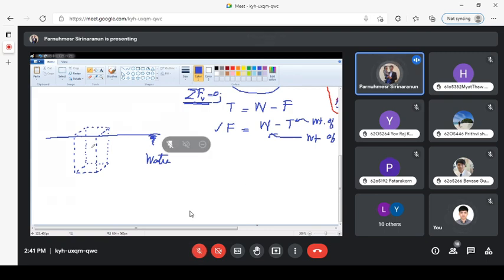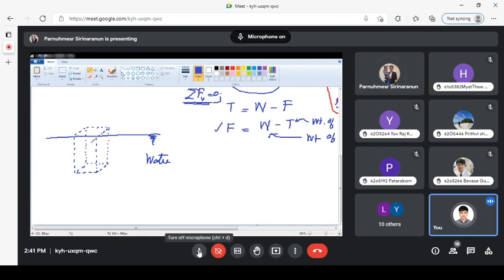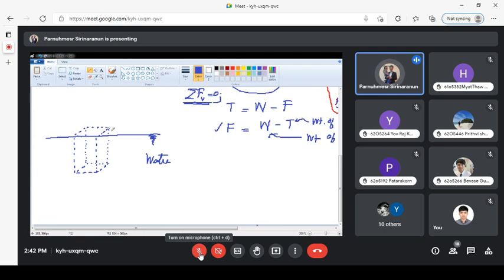What do you think? No, not air. It's because I told you now, this is the water, okay? This line means the top, the surface of water. Imagine this is the surface of water.